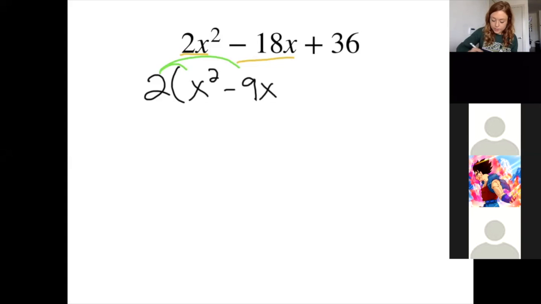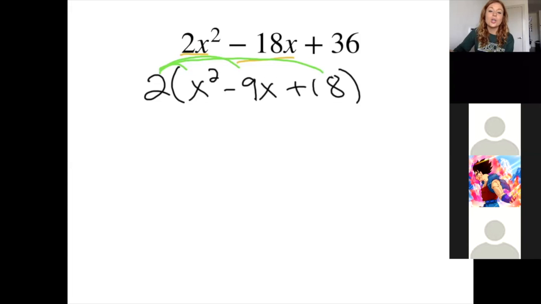Okay, so then the last one. 2 times what would give me positive 36? Let's see if you guys can get it. If you know your facts that well, it's a bigger number. All right, 2 times 18, positive 18. 2 times positive 18 would give me that 36.